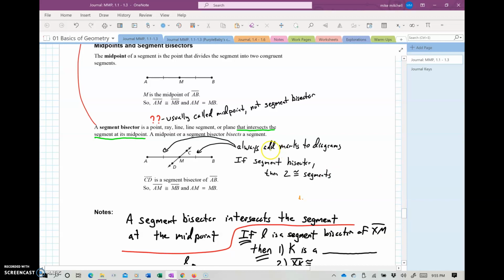This is a little note here. Usually we don't call a midpoint a segment bisector. It's called a midpoint. The segment bisector goes through the midpoint. This book also calls a midpoint a segment bisector. That comes up. Always include these marks on the diagram. If you have a midpoint or a segment bisector, mark the congruent segments on there. If you have the congruent segments, they're telling you there's a midpoint.